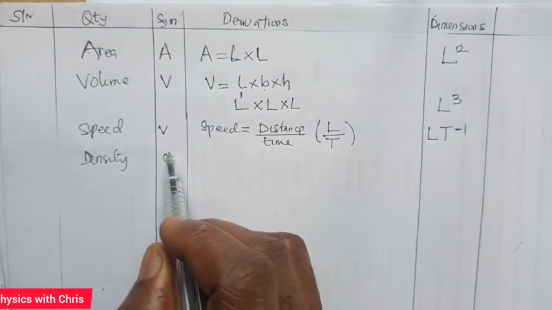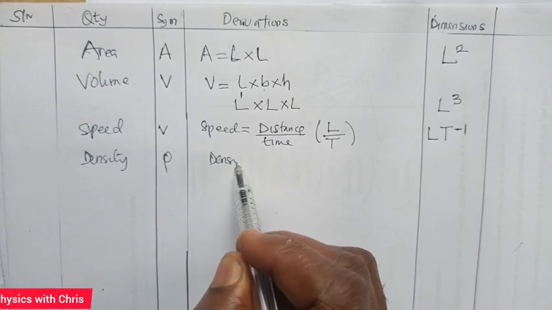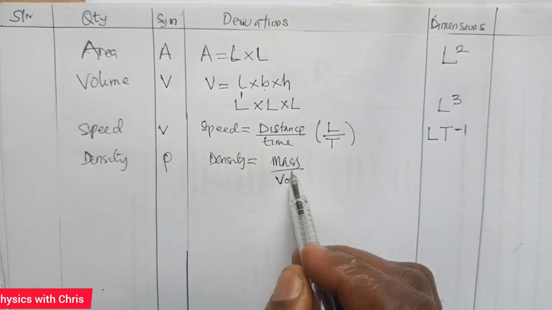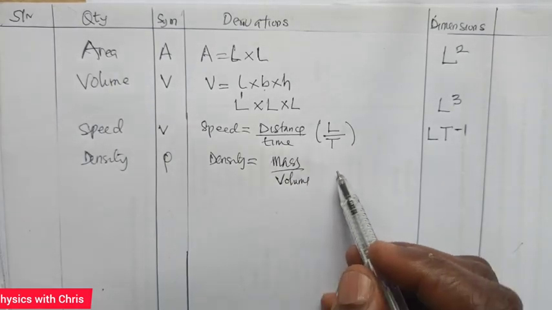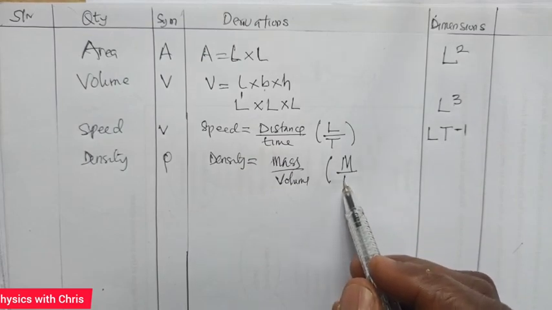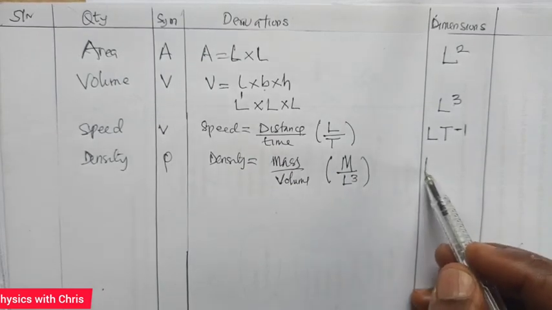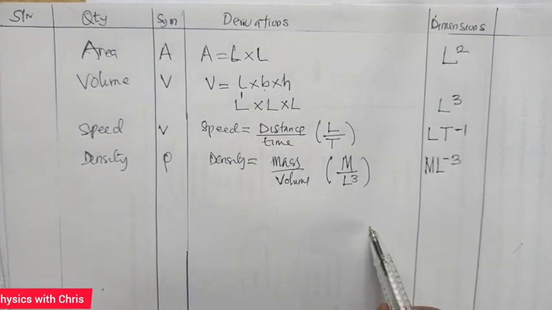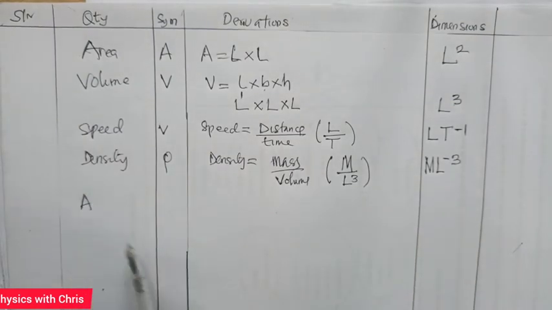Okay, quickly, let me just include density. Density is defined as the ratio of the mass of a body to the volume of the same body. The dimension of mass is capital M, uppercase letter M. Volume is L cubed. That gives the dimension of density as ML minus 3. The dimensions of speed and velocity are the same.